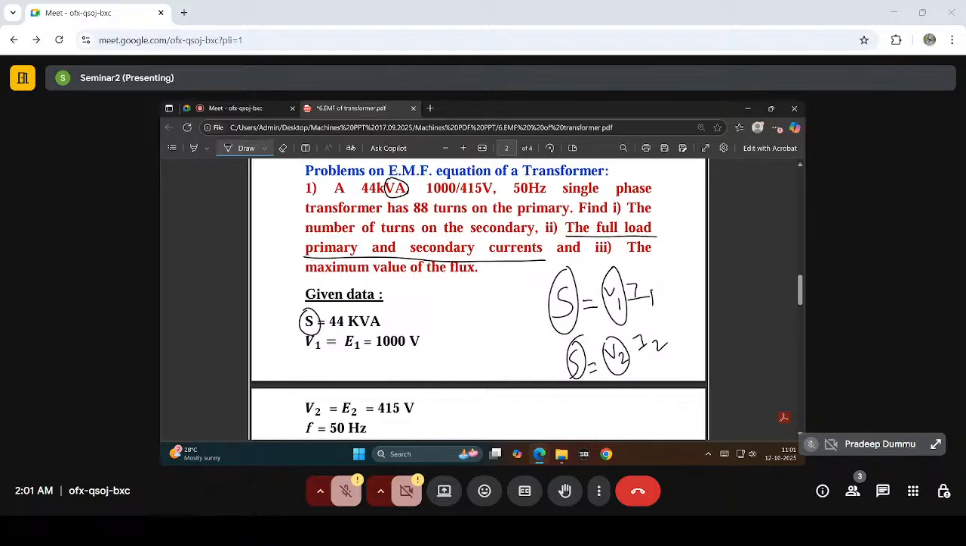Next one, third one, maximum value of flux. What is the maximum value of flux? Find phi m.